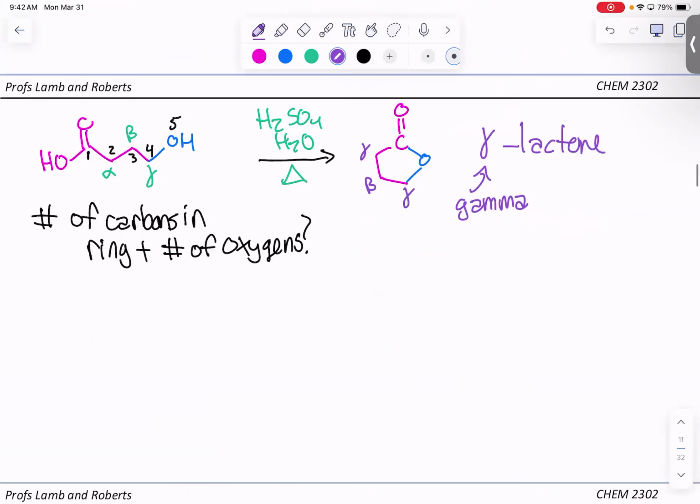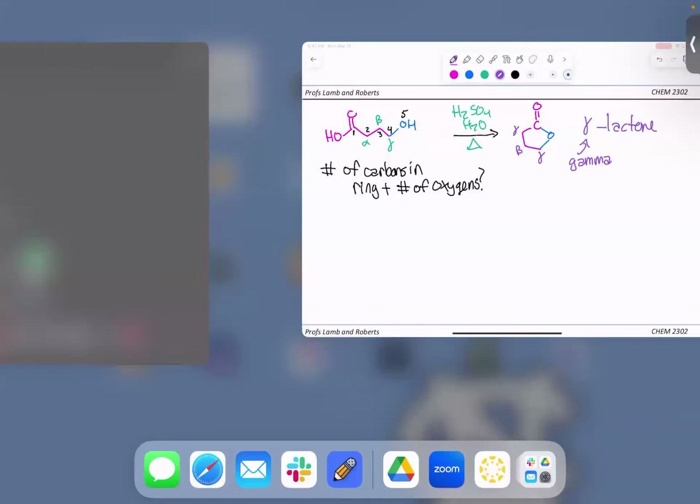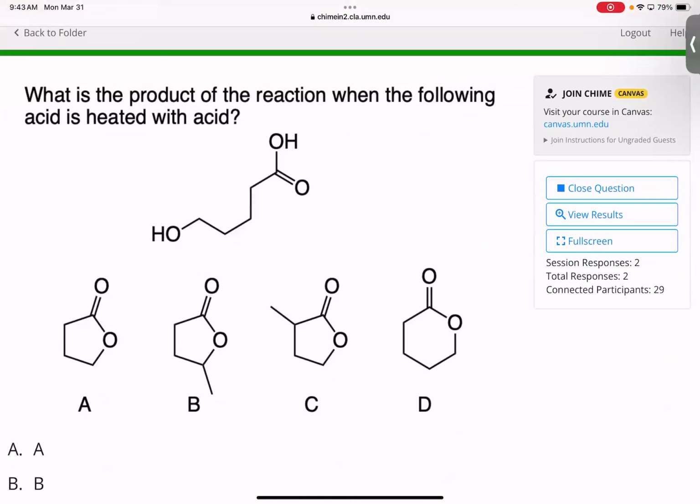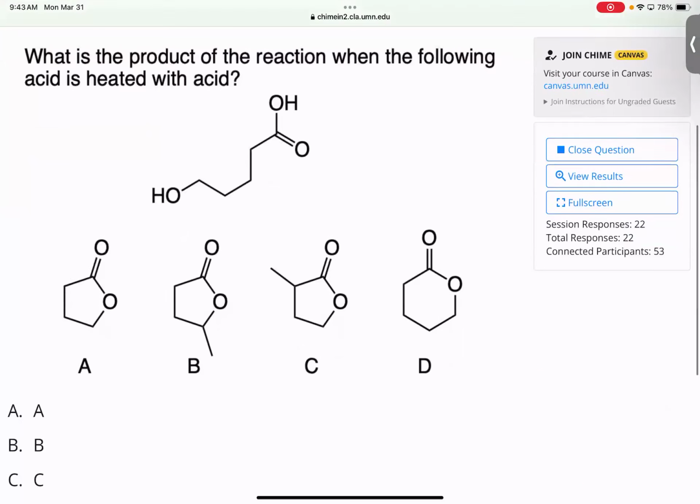Okay, let's go ahead and do a chime-in to make sure that we're really able to get the idea of this lactone formation and how many carbons and oxygens are going to make up our ring size. So here's our chime-in question. We'd like to understand what is the product of this reaction when the following acid is heated with a strong acid like sulfuric acid. Let's see what we would get. And as a bonus for yourself, you can name it as well, so that's not part of the chime-in. See what you would think it would be.